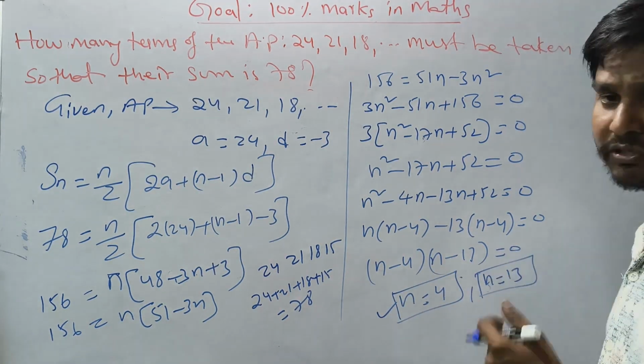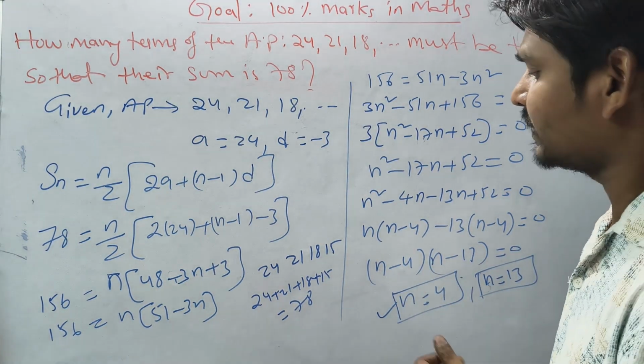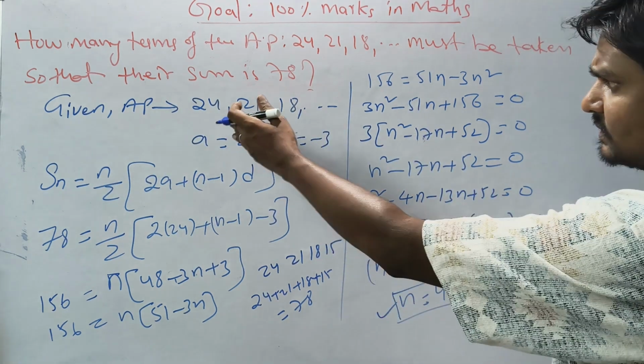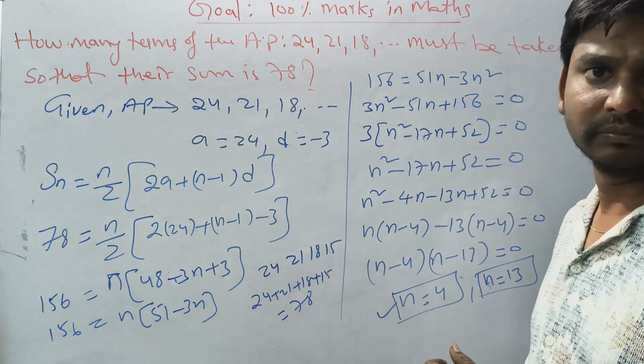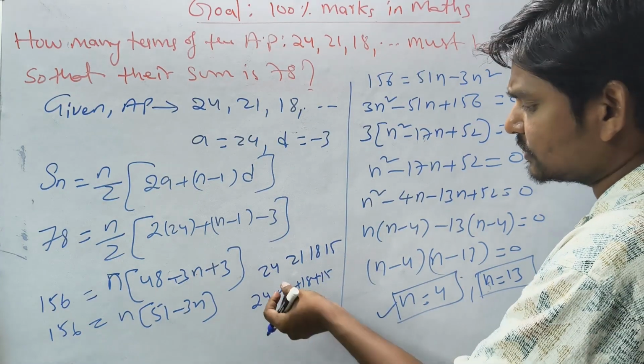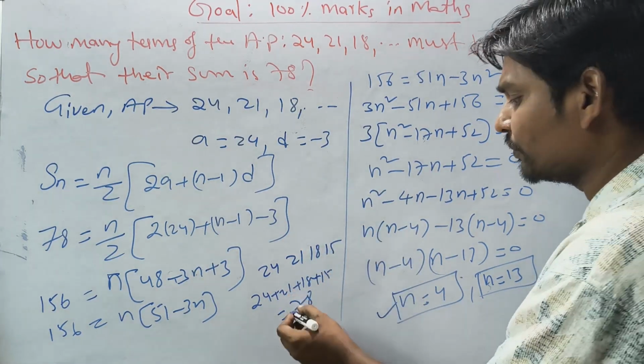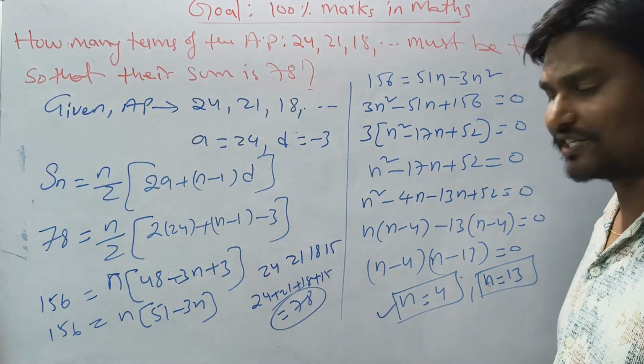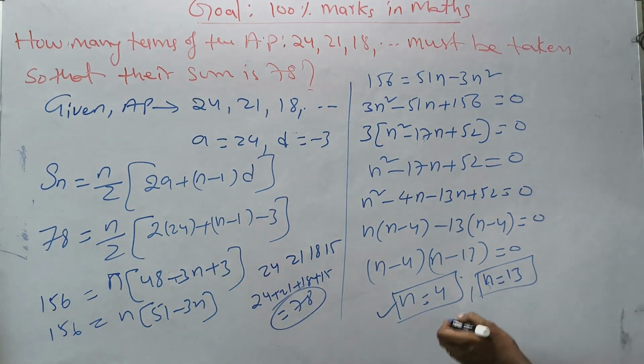Yes, sufficient. The n value 4 is sufficient. Now the n value 13 is also sufficient. Why? Because if you go like this, you will get negative values, correct? When you add those positive and negative values, again you will get 78. So that's why both the values are correct. Clear, all of you? Right.